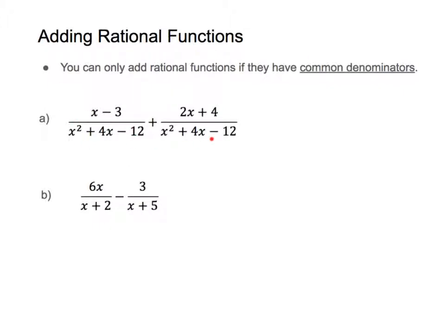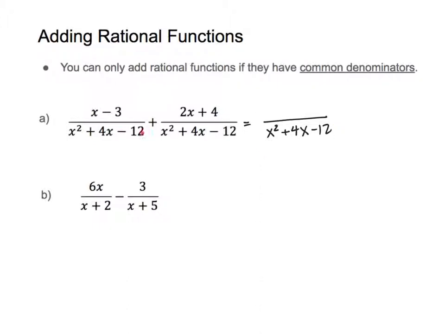So take a look at part A. Notice how the bottoms here are exactly the same. They're both x squared plus 4x minus 12. So because they're already the same, I don't have to find a common denominator because it already is the same denominator for both. So that's what I'm going to choose my common denominator to be. So I'm just going to choose this, so copy, paste.